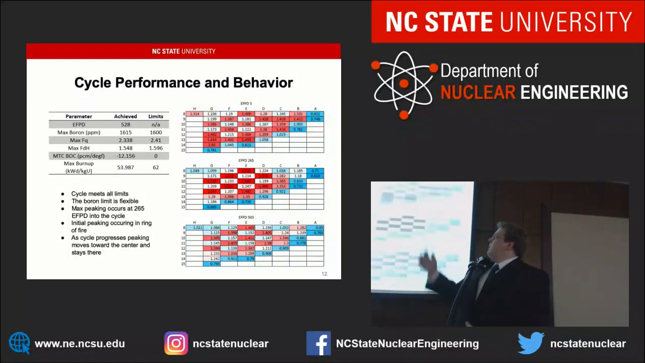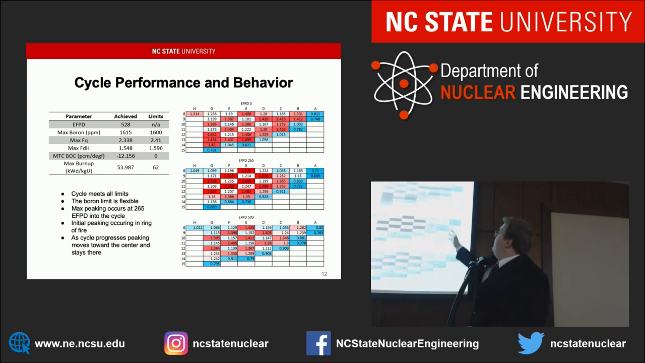So as I was saying, we were just barely over the boron limit with 1,615 ppm. This cycle went to 528 effective full power days and had a negative moderator temperature coefficient at BOC of negative 12 PCM per degrees Fahrenheit.